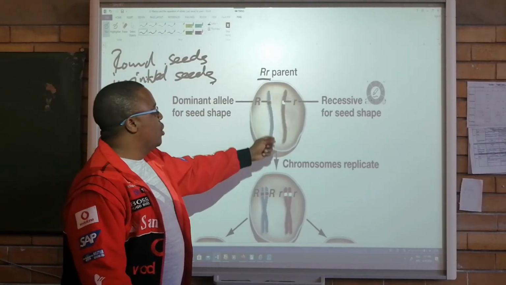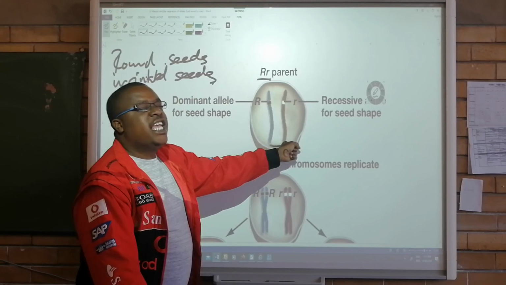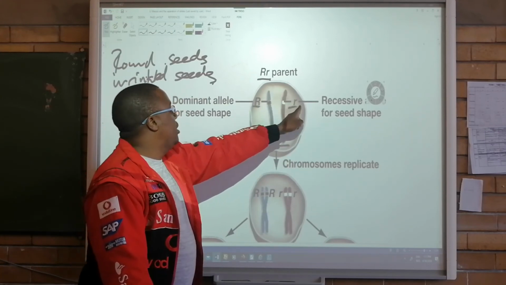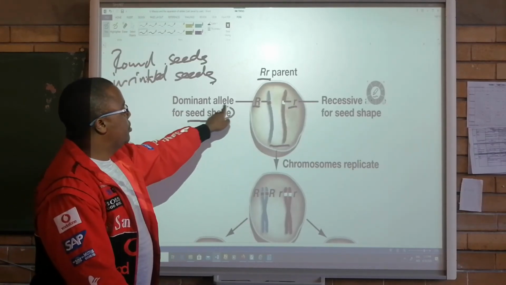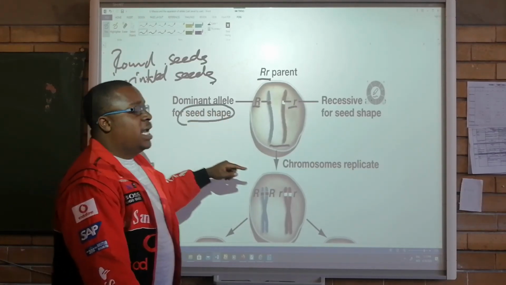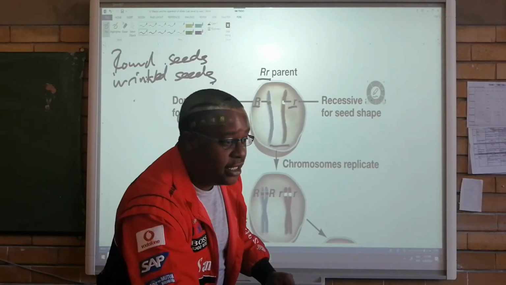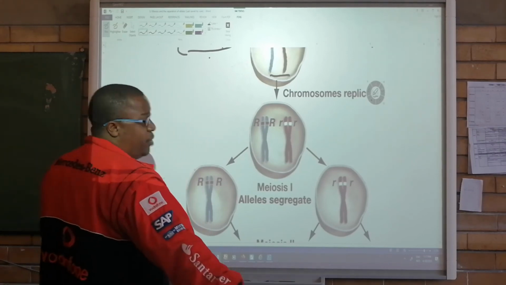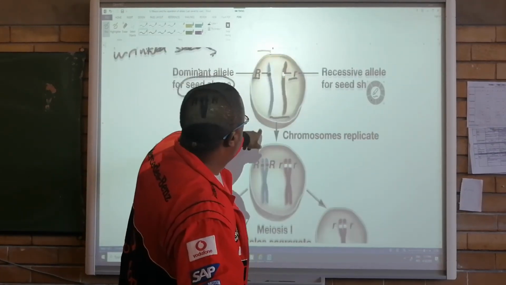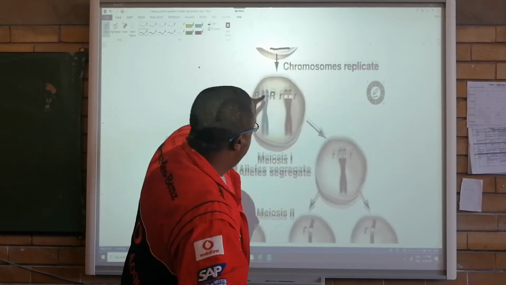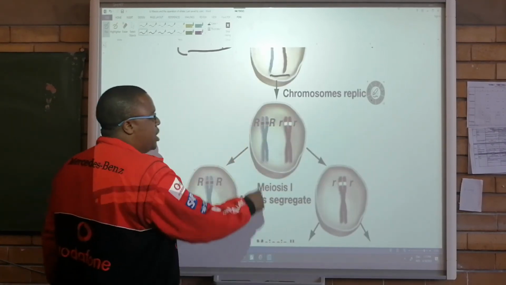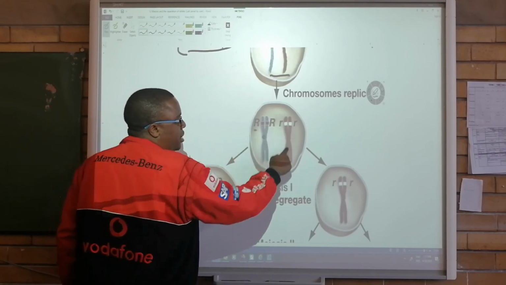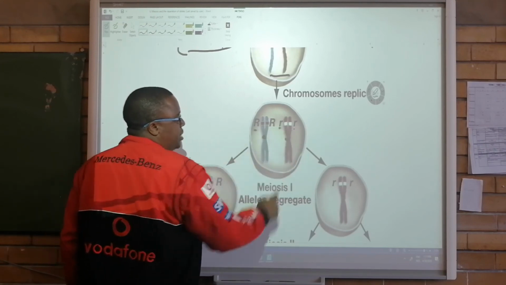You have your homologous chromosome pair carrying the 2 alleles of a gene pair for seed shape. And before meiosis starts, what happens? DNA replication. So this one here replicates to end up with two identical strands joined at the centromere. Same for the other one, joined at the centromere.